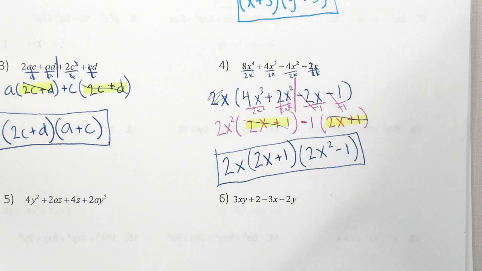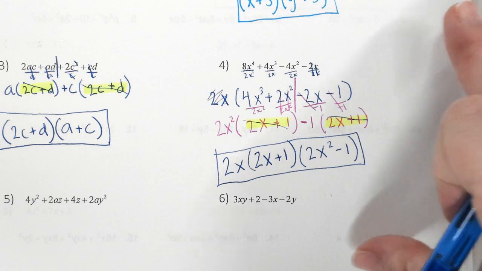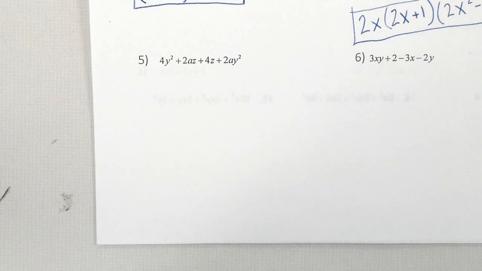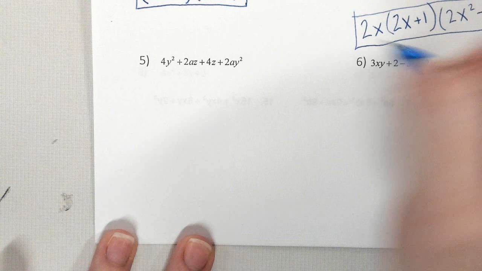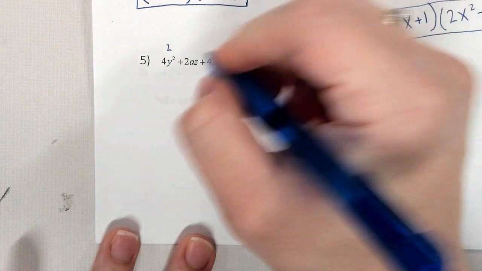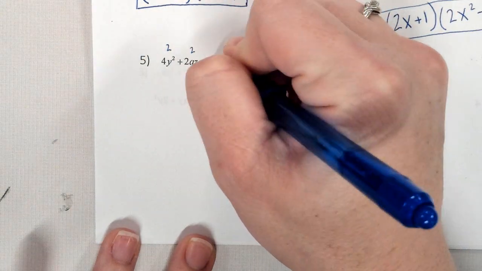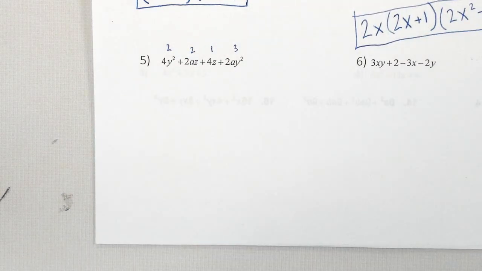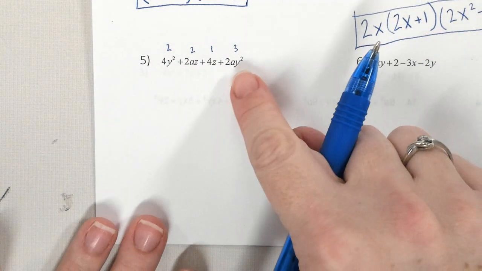Okay, so let's start looking at number 5. So first things first, is it in order? No. Okay, so let's pay attention to the degrees. This is a degree of 2. 1, 2. This is a degree of 2. This is a degree of 1. And this is a degree of 3. So all I need to move is that last one to the front.